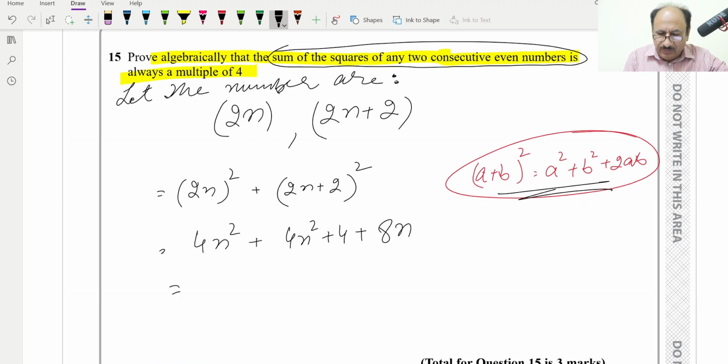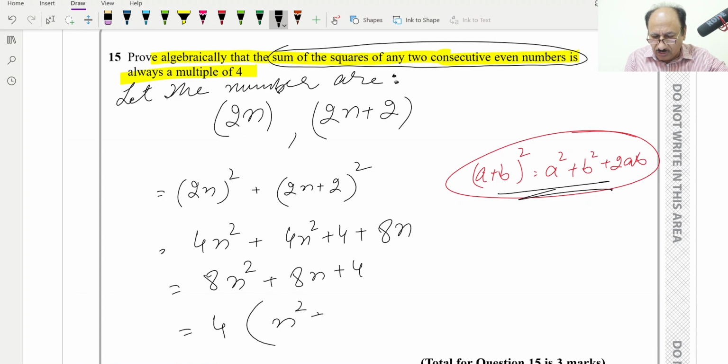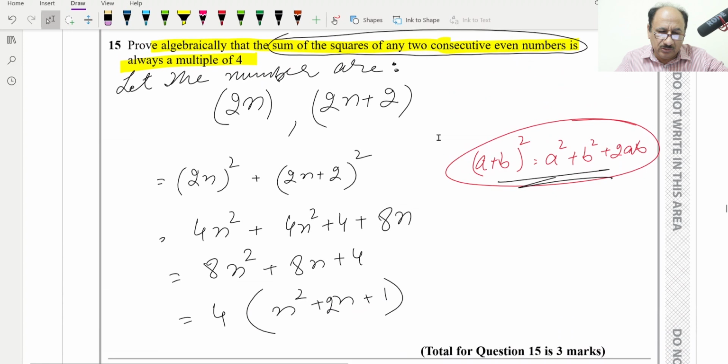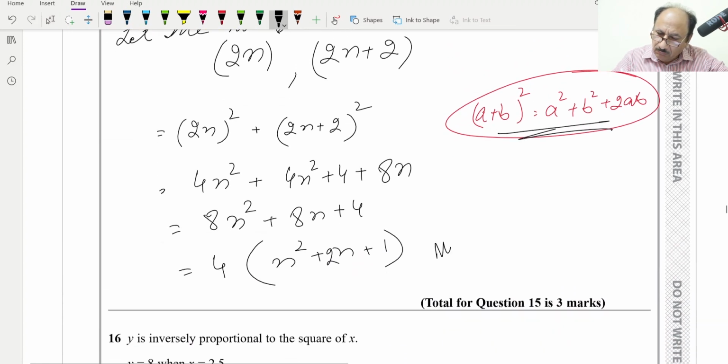And then next step, we can combine 4n squared plus 4n squared, adding like terms. This will result in 8n squared plus 8n plus 4. Now we can take 4 as common, and inside will be 2n squared plus 2n plus 1, and we can see this is a multiple of 4. We can write this one.